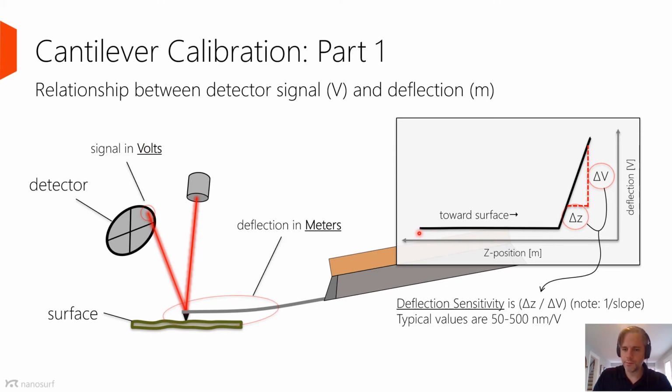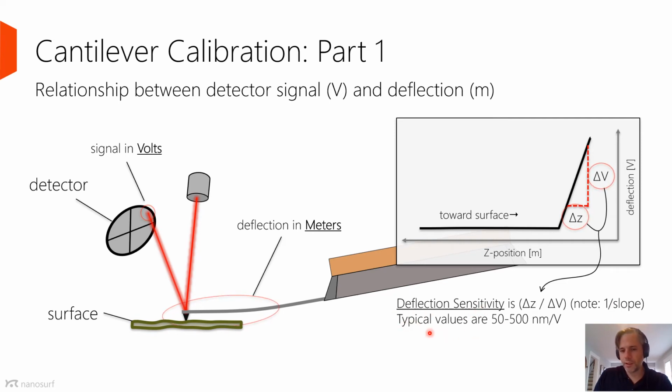Well, to do that, instead of a soft surface here, we use a hard, what we would call an infinitely hard surface. It can be something like mica or sapphire or something like that. And as we approach the surface and make contact with the surface, we get a force curve where the change in z position, delta z, relative to the change in signal here, delta v, will give us the relationship we need. So if we take the ratio of delta z over delta v, this is the inverse slope, we get the deflection sensitivity of the cantilever.